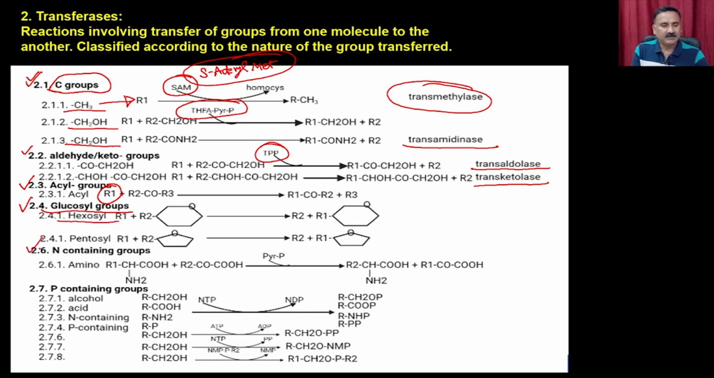Then we have 2.6, which is the nitrogen-containing groups. They catalyze these reactions, and that's how they transfer the nitrogen-containing groups onto the new molecule. And then we have 2.7, which is the phosphorus-containing groups, and that's how it transfers the phosphorus from this particular molecule.